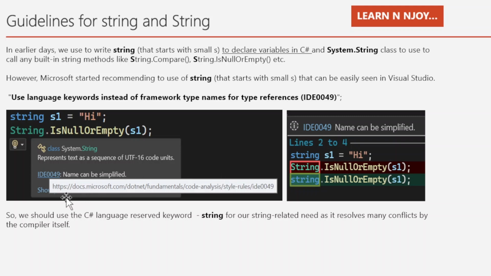And if I show the suggested version, it is saying this needs to be converted, right? The name can be simplified. Capital String, it is suggesting use the small string. So we should use the C# language reserved keyword string, that is the string that starts with a small s, for our string-related needs, as it resolves many conflicts by the compiler itself. Now that brings me to the end of my session.